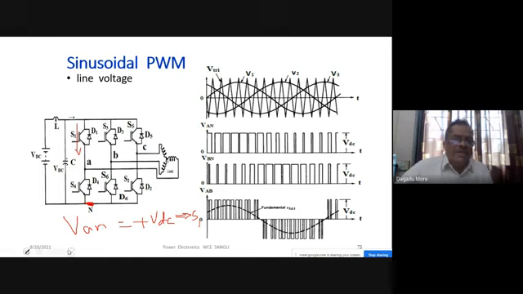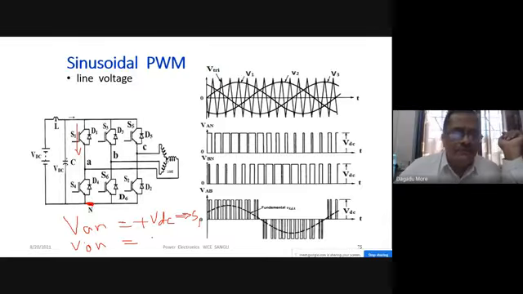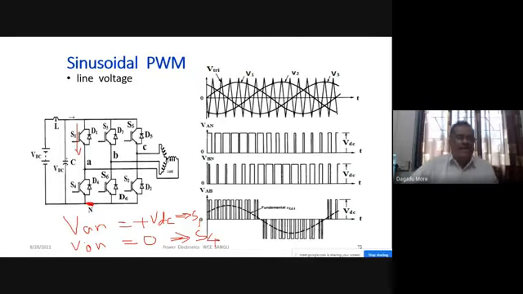What is VAN when S4 is on? Anybody can tell what is the value of VAN? It will be 0. Yes, when S4 is on, it is 0, and when S1 is on, it is plus VDC.